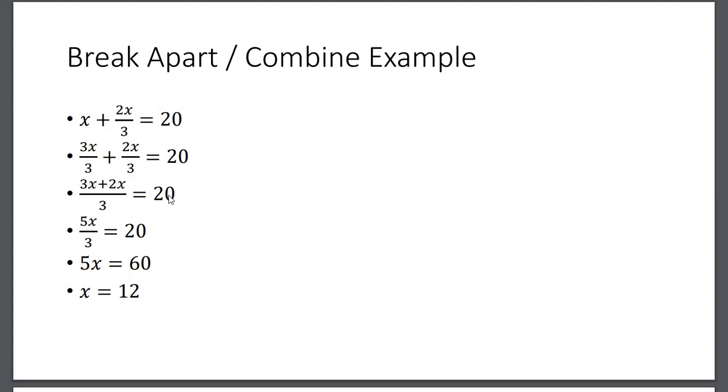Multiply both sides by 3 to get rid of the 3 down here. Well, we didn't do that yet. One step that is shown next, following the flow here, is we add the 3x and the 2x. They're like terms, and you have 5x over 3 equals 20. And now multiply both sides by 3 to clear out the 3. 5x equals 60. Divide both sides by 5, x equals 12.